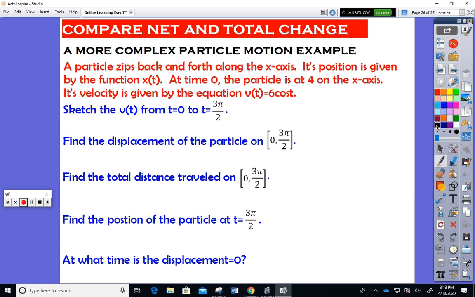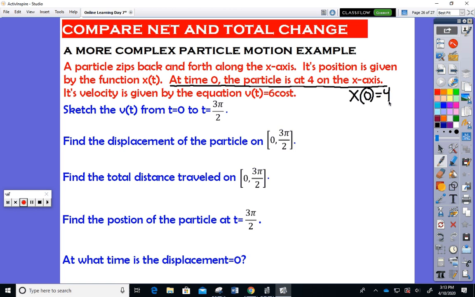At time 0, the particle is at 4 on the x-axis. I would say that its position on the x-axis at time 0 is equal to 4. So instead of writing an s of t, I'm going to say x of t for position, just to be more specific. So the velocity is given by v of t equals 6 cosine t. So sketch the velocity from 0 to 3 pi over 2.